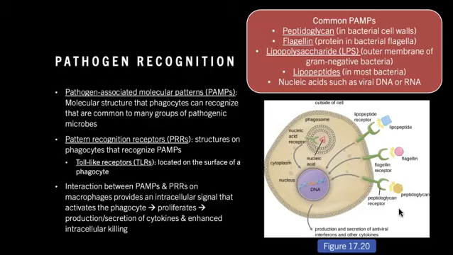to initiate phagocytosis. Also notice that we have this nucleic acid receptor, so it doesn't necessarily have to be something on the surface of the phagocyte, but it can also have receptors on the inside of the cell. No matter where the reaction between the PAMPs and the PRRs takes place, we are going to activate the phagocyte, which can then proliferate, essentially multiplying itself, produce cytokines, and enhance intracellular killing.